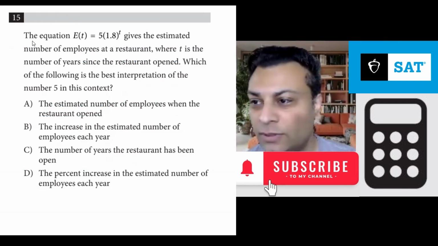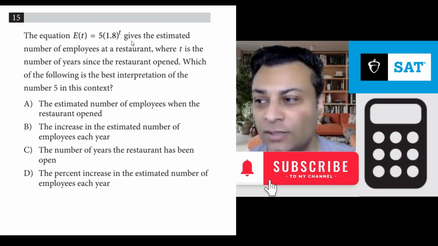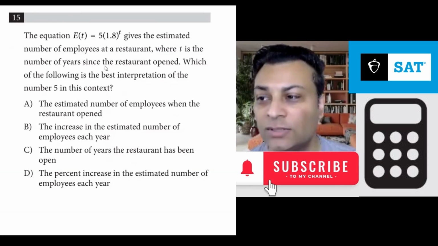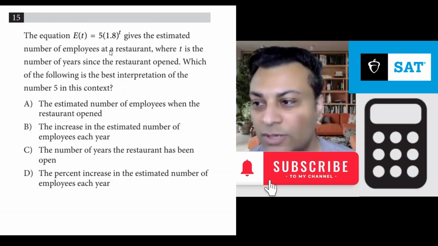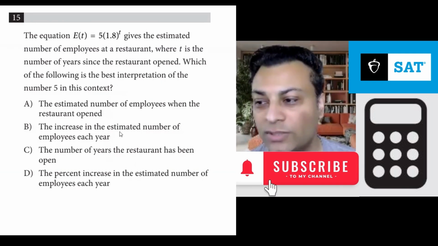Question 15. The equation E of t equals 5 times 1.8 to the power of t gives the estimated number of employees at a restaurant, where t is the number of years since the restaurant opened. Which of the following is the best interpretation of the number 5 in this context? This 5 over here. Okay, the estimated number of employees when the restaurant opened, the increase in the estimated number of employees each year, the number of years the restaurant has been open, and the percent increase in the estimated number of employees each year.